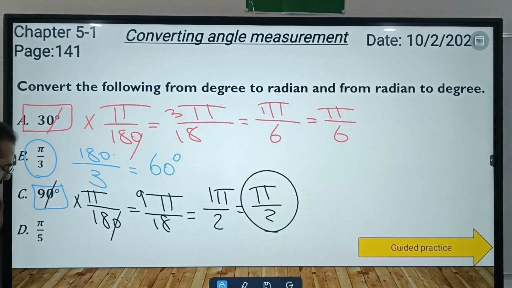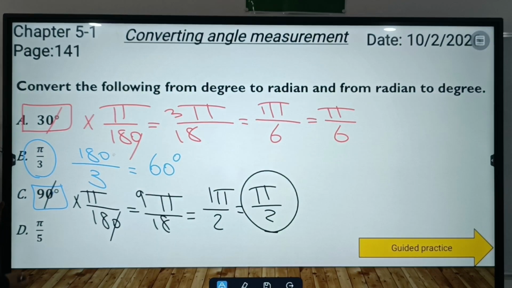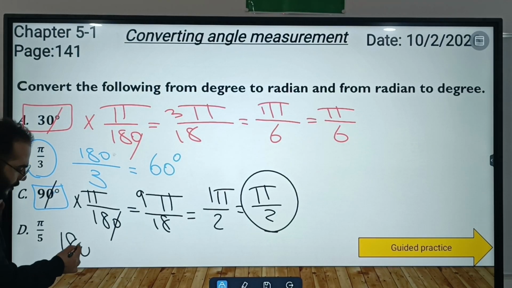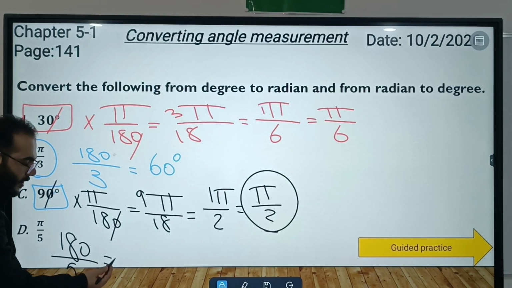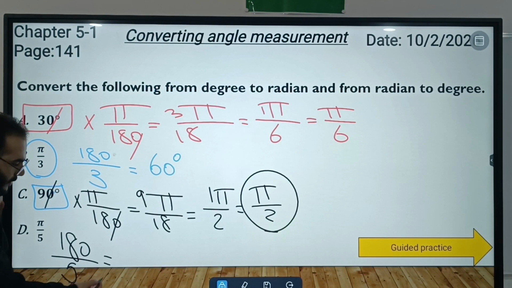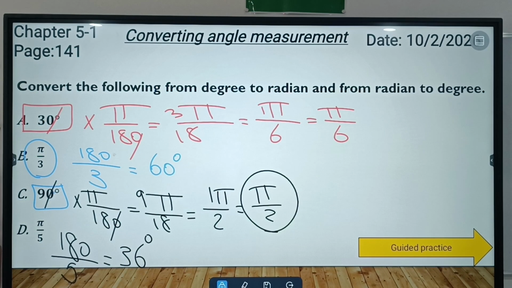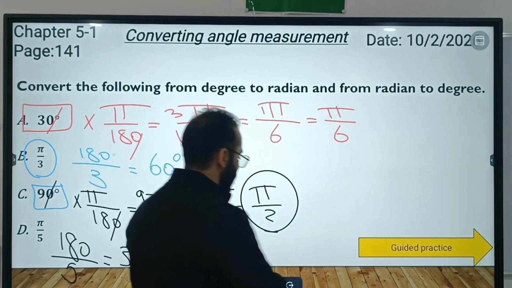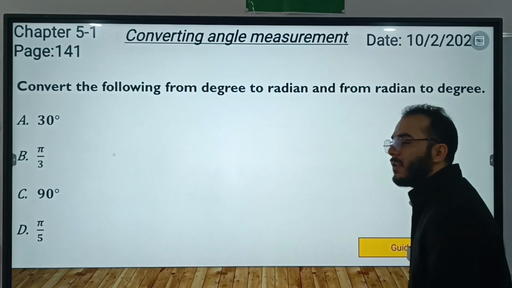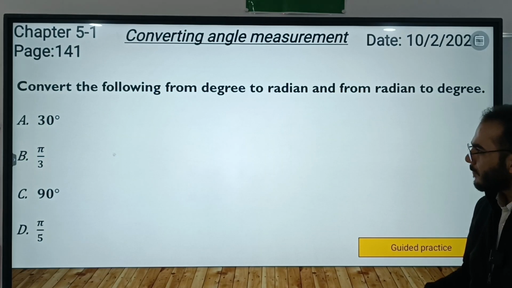And how about the last one, Salah? Pi over 5. Instead of pi, we are going to put 180 over 5. 180 over 5? I'm pretty sure you want to say 36 degrees. So 180 divided by 5, 36 degrees. Right, Anas? The next slide. We have time? Yes.